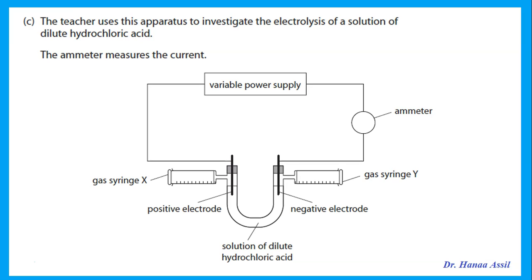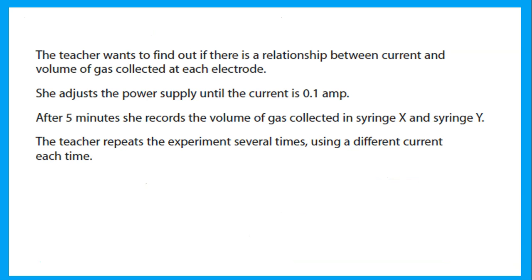The teacher uses this apparatus to investigate the electrolysis of a solution of dilute hydrochloric acid. The ammeter measures the current. So we have a syringe that has gas X, another syringe that has gas Y, and we're doing electrolysis of dilute hydrochloric acid. The teacher wants to find out if there is a relationship between current and volume of gas collected. She adjusts the power supply until the current is 0.1 ampere. After 5 seconds, she records the volume of gases in X and Y.